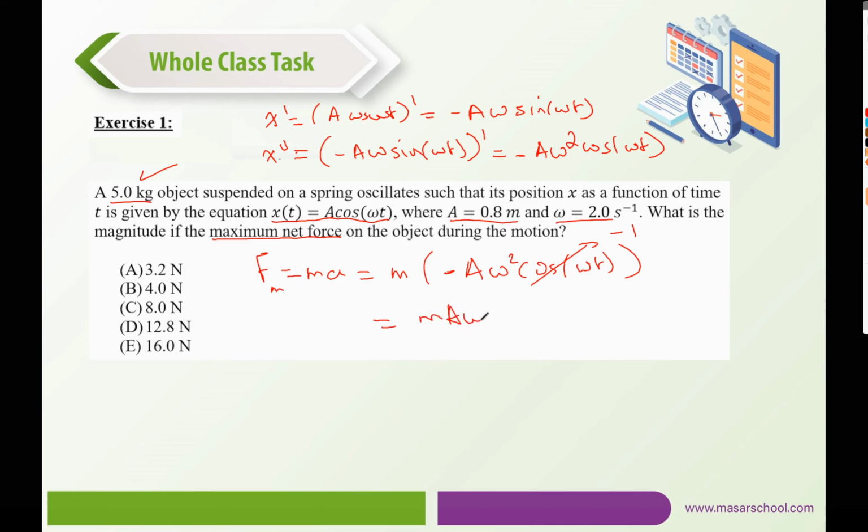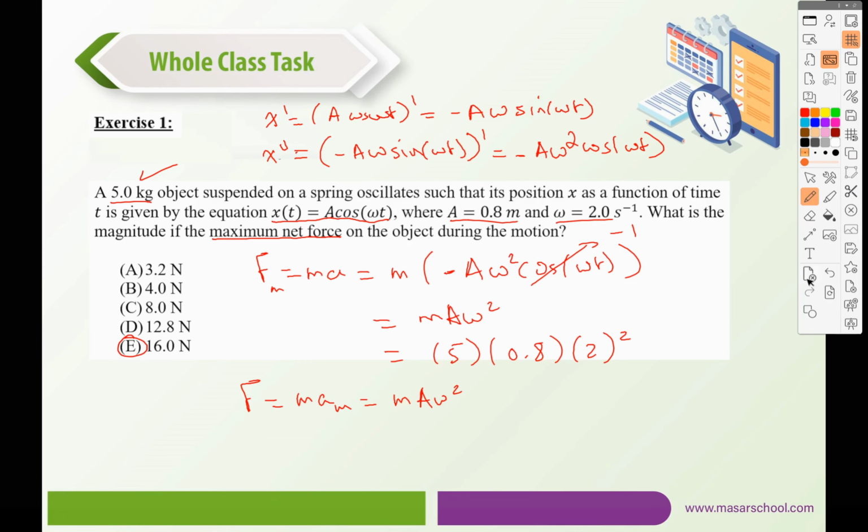So m a omega square, we have the mass, which is 5, the amplitude is 0.8, omega is 2 to the power 2. Now plugging that into the calculator, the correct answer would be E. Also, this can be done directly if you think of F equal to ma. Now the maximum acceleration is directly given by a omega square, and it's perfectly the same.